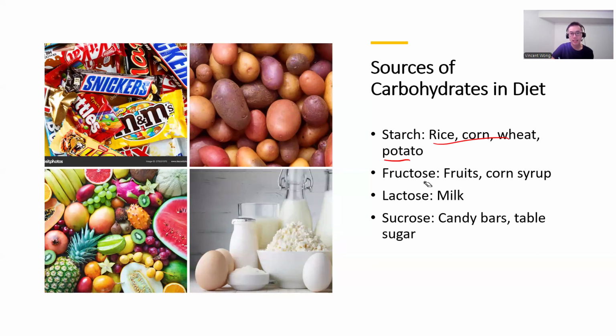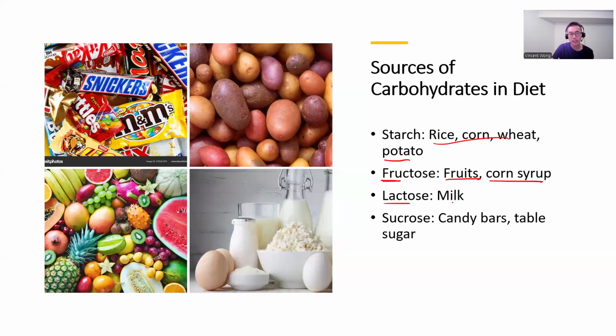Fructose is another type of carbohydrate. And as the name implies, fructose is readily available in fruits. If it's sweet, it has fructose in it. If you let the banana sit and ripen, and it tastes very, very sweet, it has a very high fructose content. Corn syrup also has a lot of fructose in it.